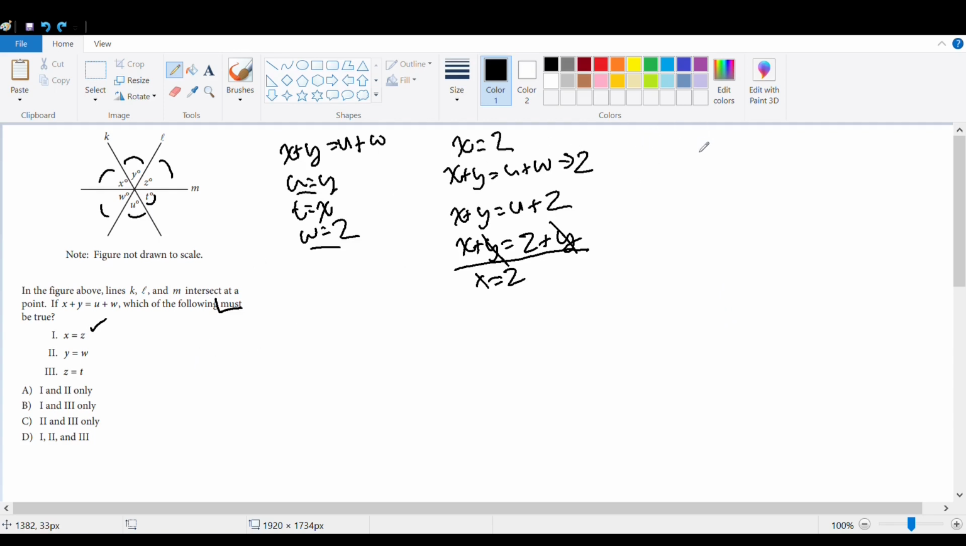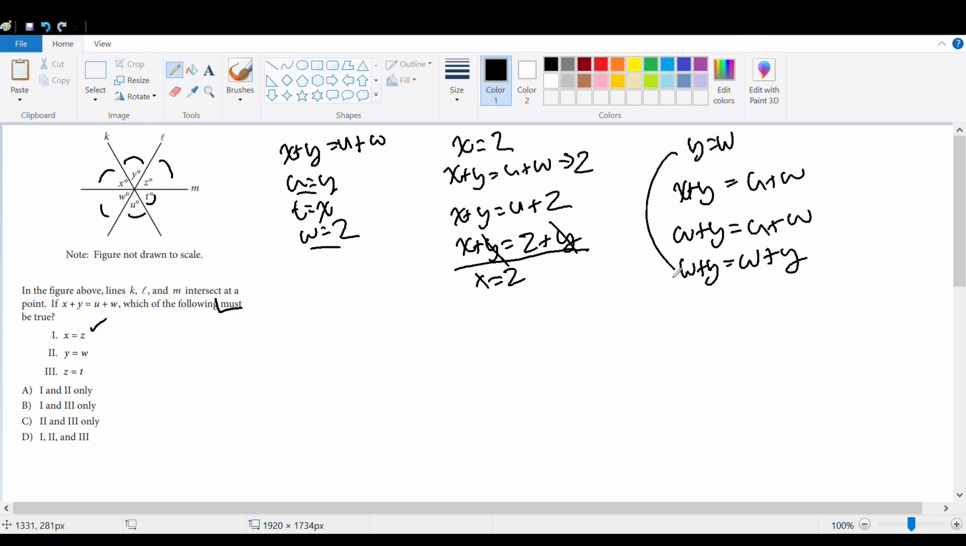So we could just do the exact same thing. y equals w, and x plus y is equal to u plus w. So first off, we just want to isolate y and w, and we know that x is equal to w because x is equal to z, and z is equal to w, therefore x has to equal w. So we could just do this, w plus y is equal to u plus w. So now we could also replace the u with a y, so we get w plus y equals w plus y.